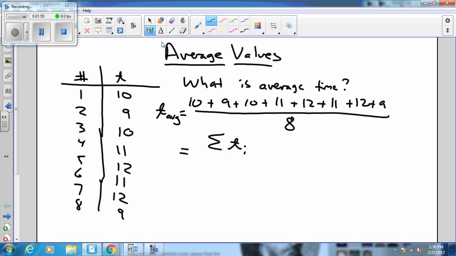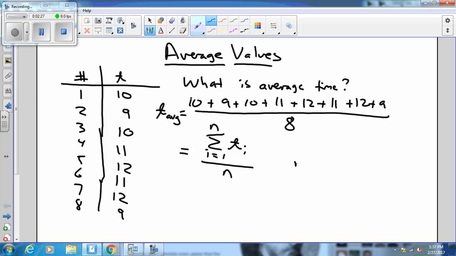It would be the sum of all of the times from i equals 1 to 8, not to infinity. And then it's divided by the number of things that I have. In fact, if you'll let me generalize a little bit, if I have n items, it's the sum from i equals 1 to n of t_i, and all of that divided by n. Okay? Yes?